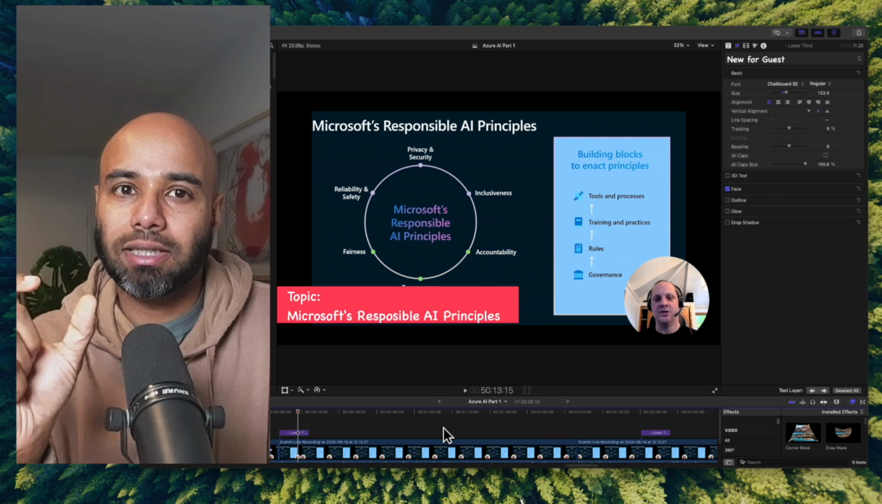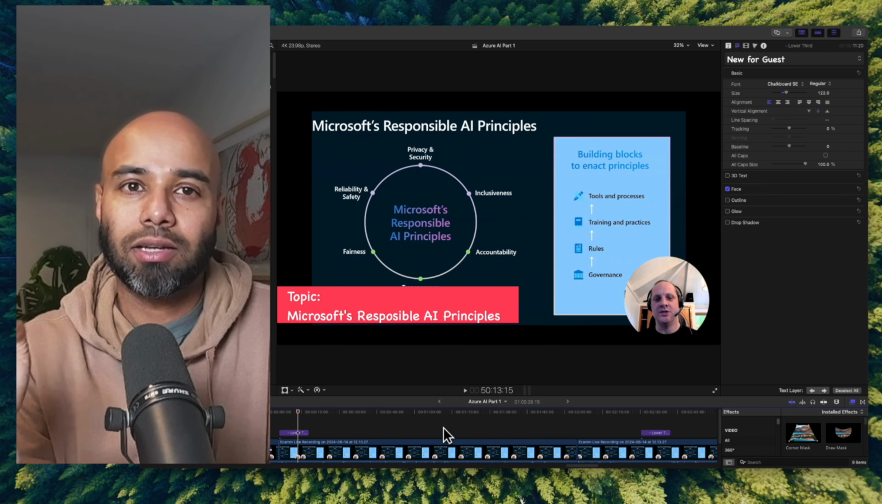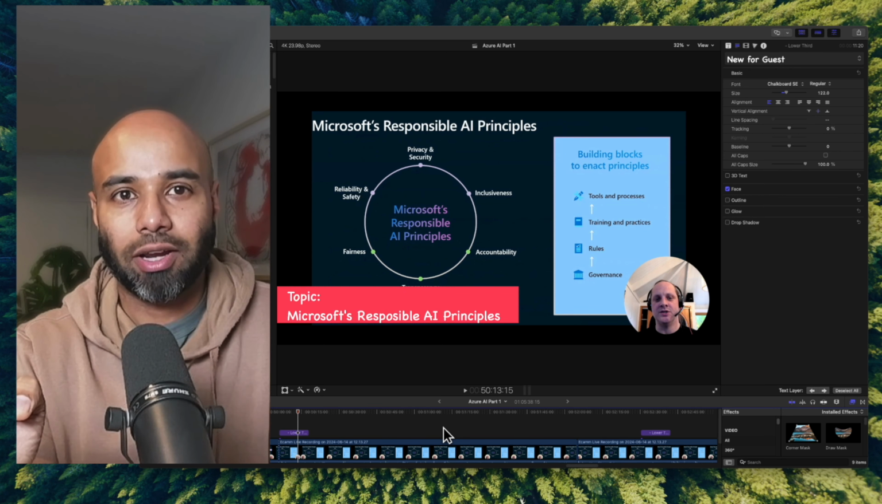But here he highlights what these responsible AI principles are and how they are being applied to Azure AI. And we will touch on whether OpenAI models follow responsible AI principles as well. Let's go and learn about it.